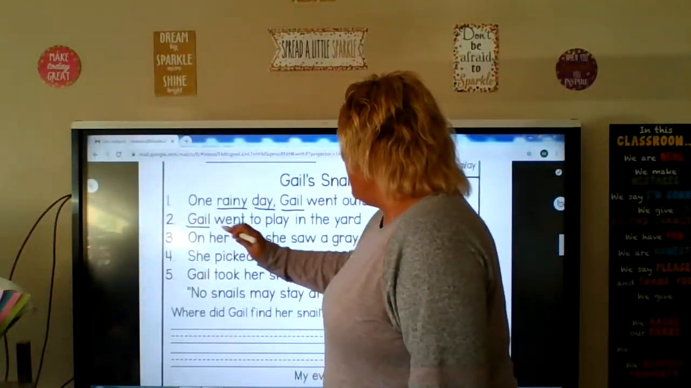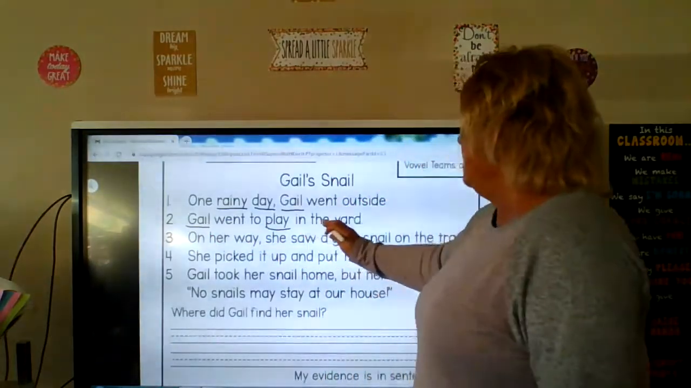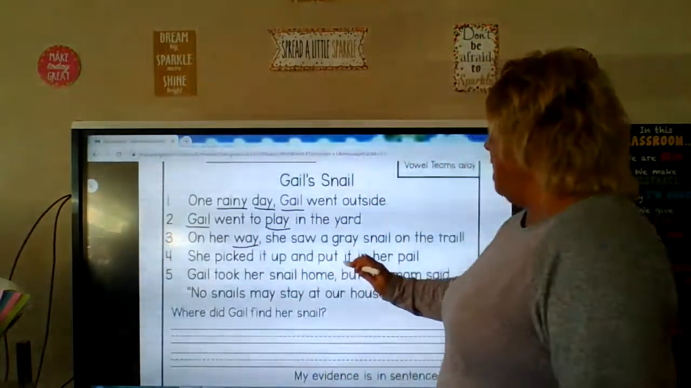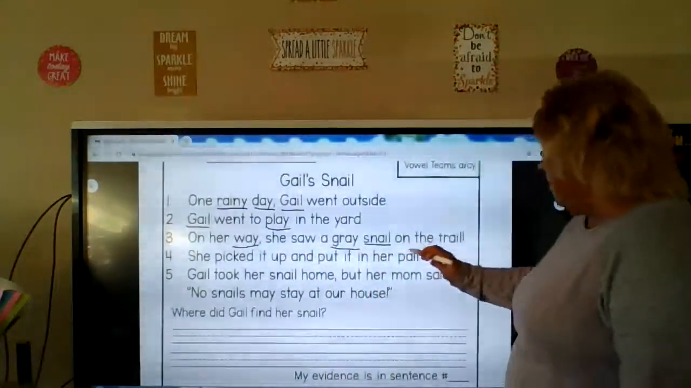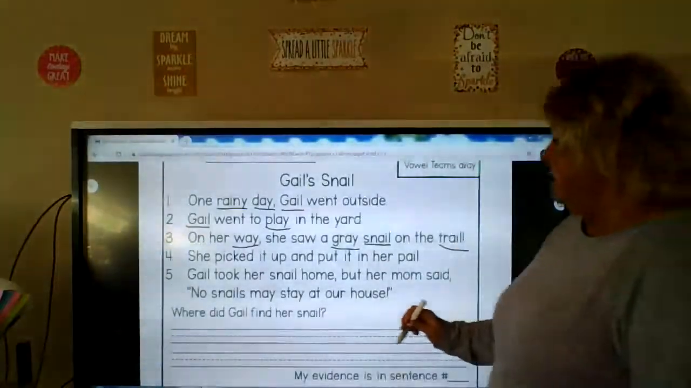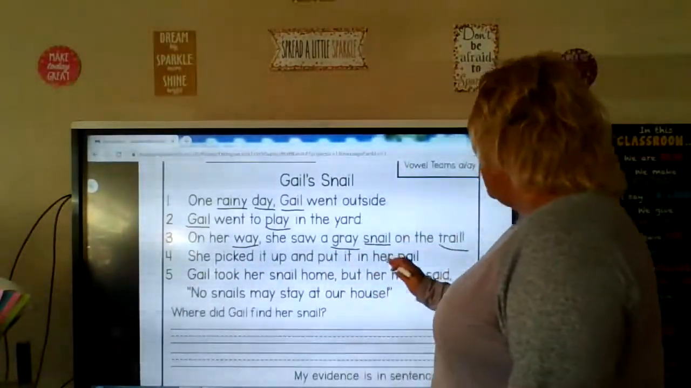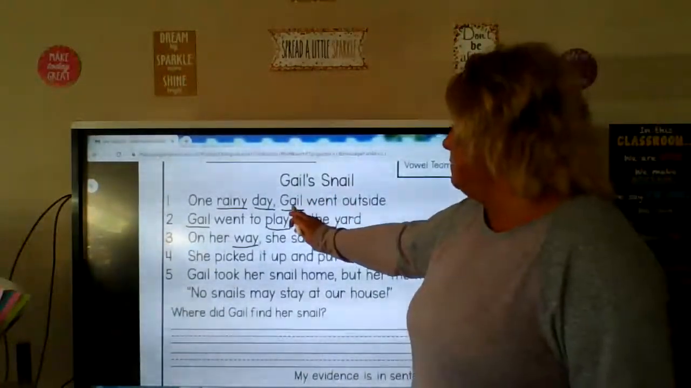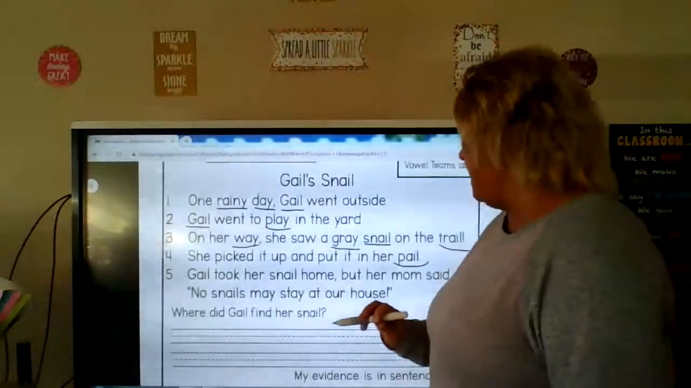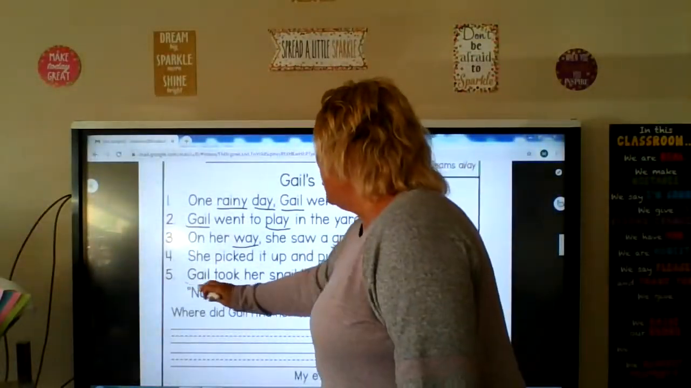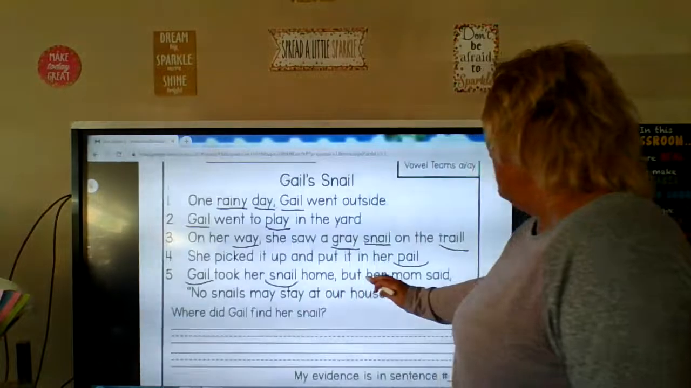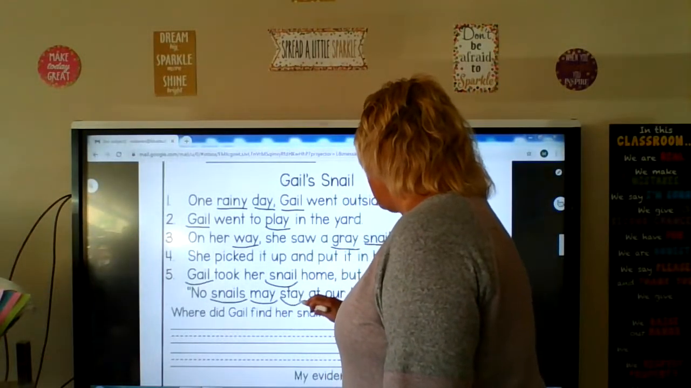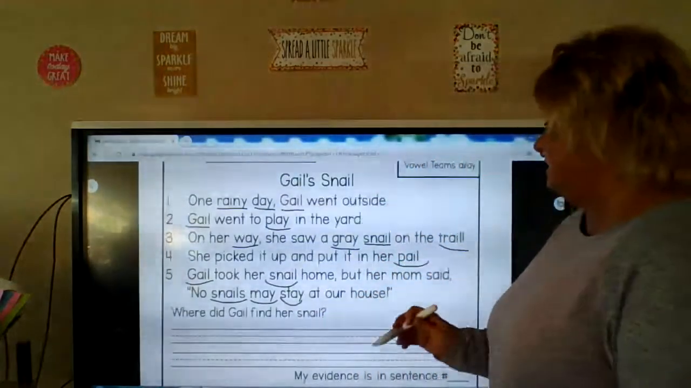Number 2, Gail went to play in the yard. Number 3, on her way, she saw a gray snail on the trail. Number 4, she picked it up and put it in her pail. So notice A can be spelled A-I or A-Y. Number 5, Gail took her snail home, but her mom said, no snails may stay at our house.